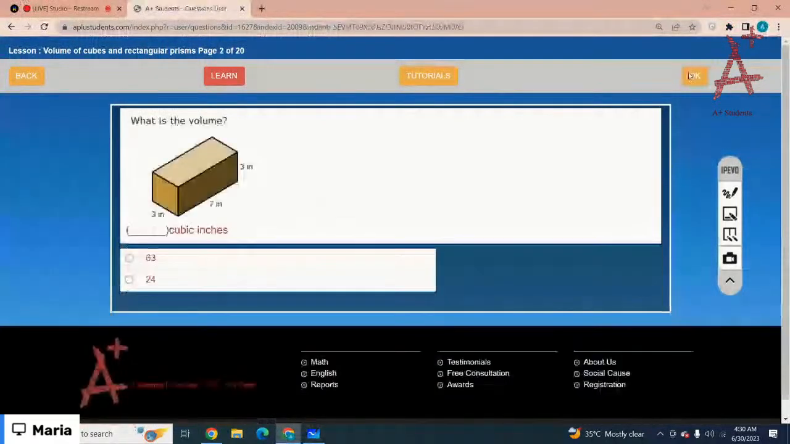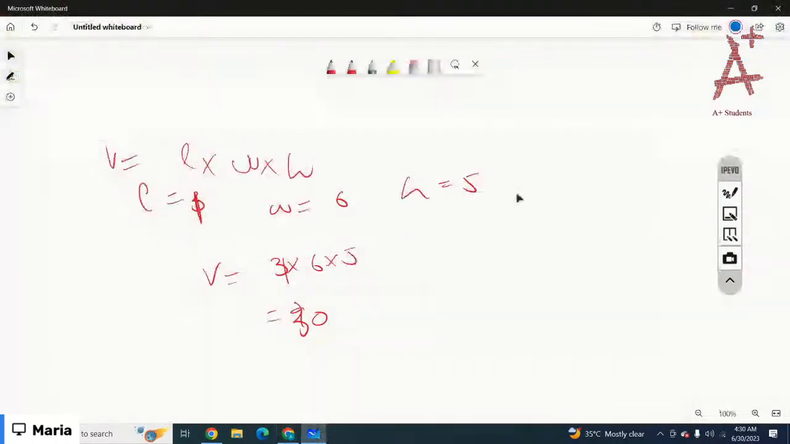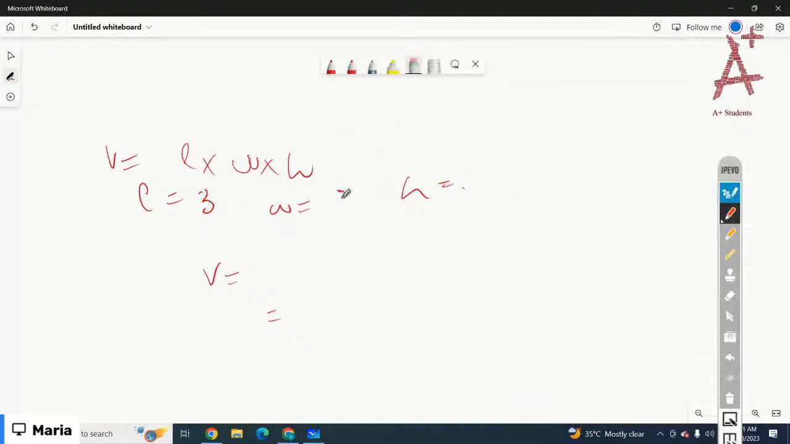Okay, the next one is what is the volume? Again, you are given a rectangular prism. You have to calculate the volume. So you have to use the same formula, length times width times height. You just have to change the values. Okay, let me see the values. They are 3, 7, and 3. Length is 3, width is 3, and height is 7.